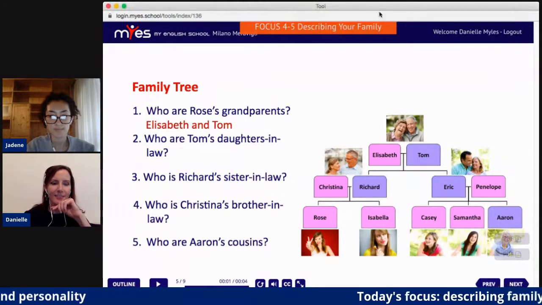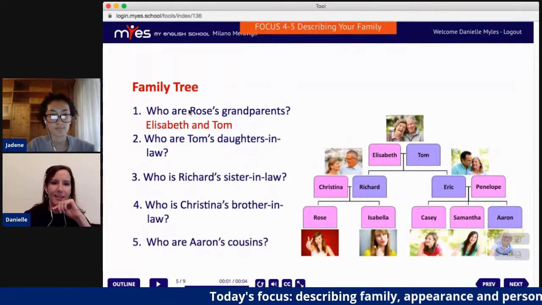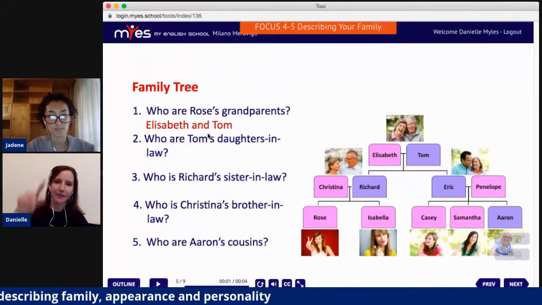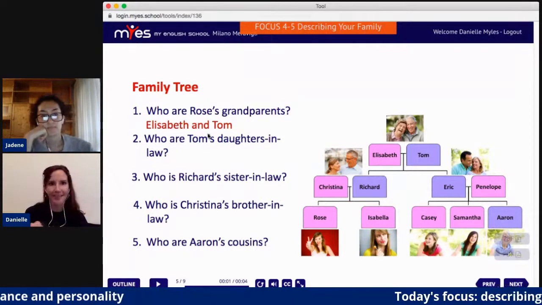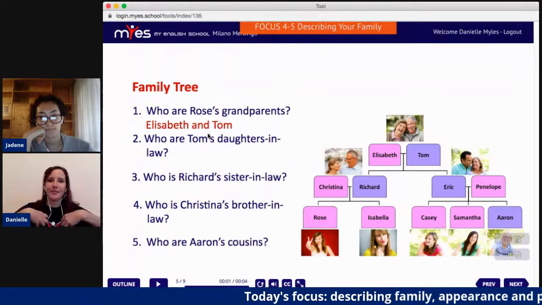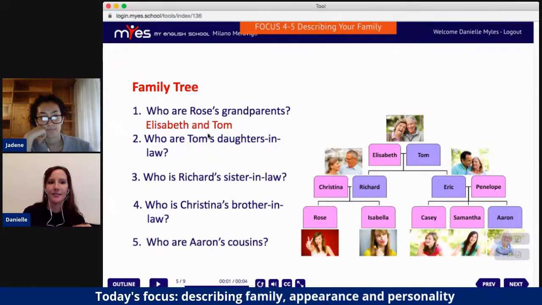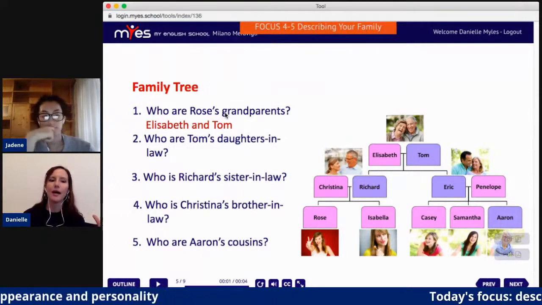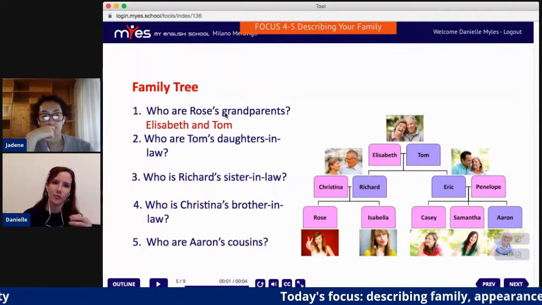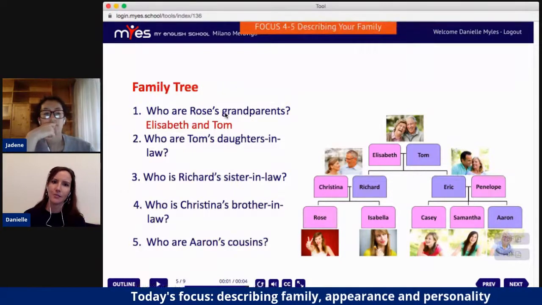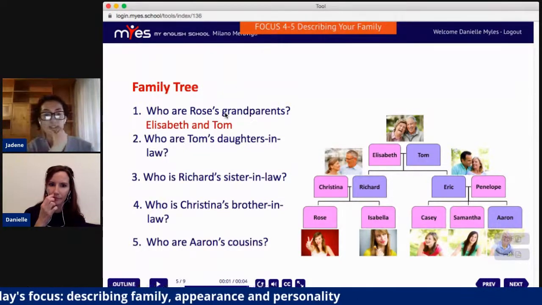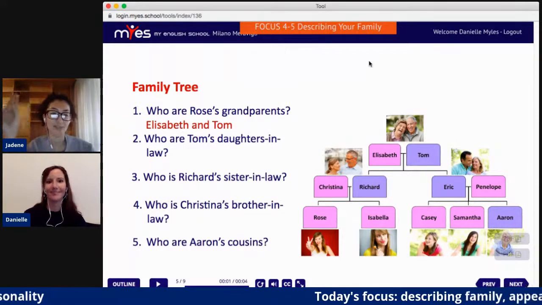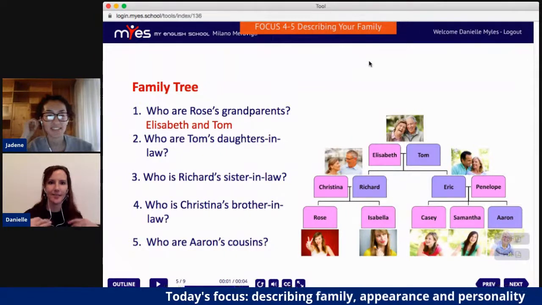Also, guys, just look at the names after Rose, Tom, Richard, Christina, Aaron. We have the apostrophe and the S. All right, and so this is the possessive, remember. So number 1, who are Rose's grandparents? Means who are the grandparents of Rose? Yes, it does not mean who are Rose is, as in to be grandparents. Exactly. So this is the possessive in English.